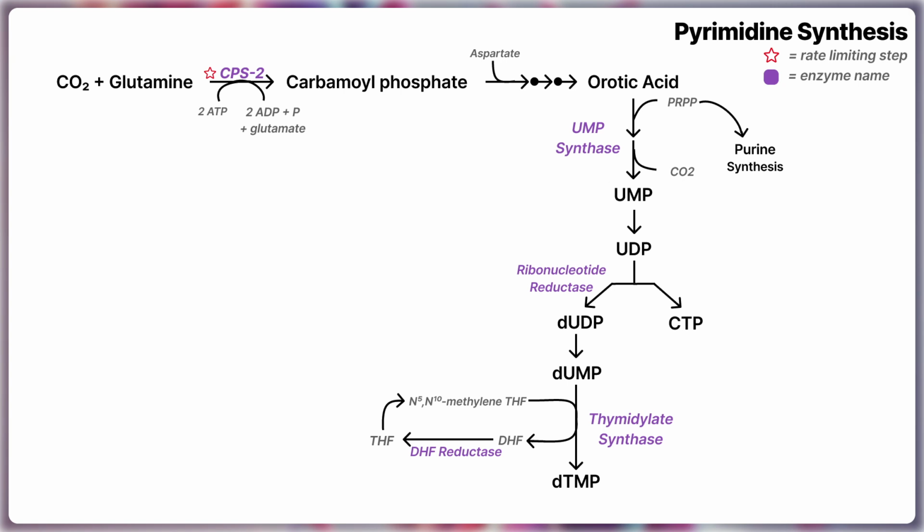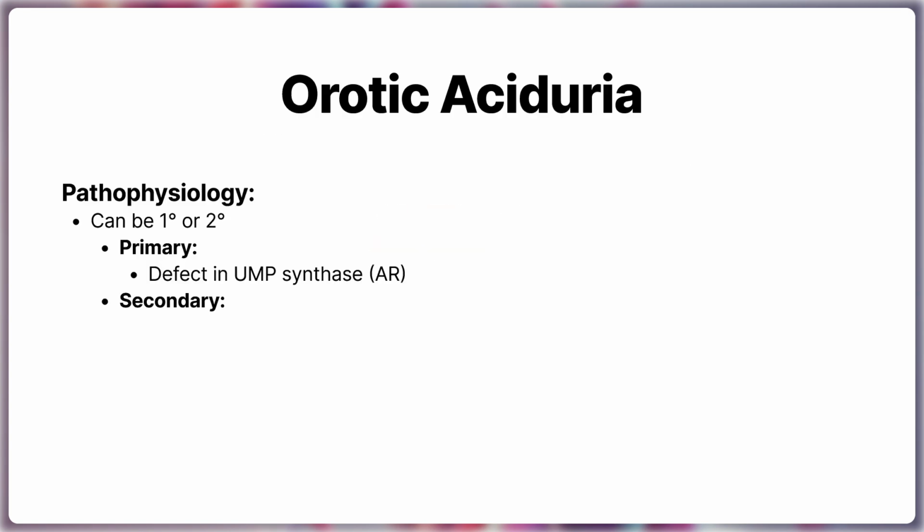But what about the diseases? One very high yield condition to know about is when UMP synthase is defective. This condition is known as primary orotic aciduria. The word primary indicates that it is due to a defect in the pyrimidine synthesis pathway itself. This is a genetic disorder inherited in an autosomal recessive pattern.